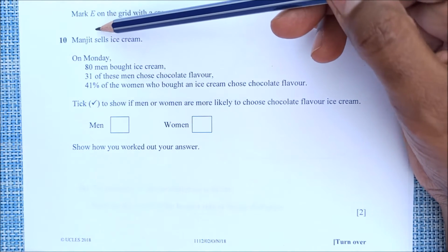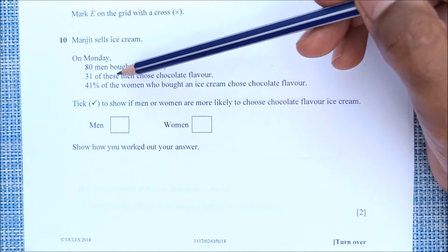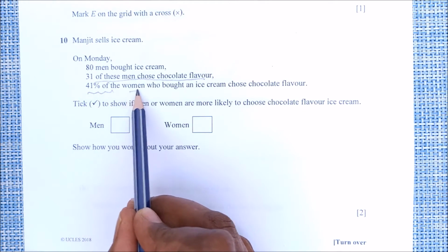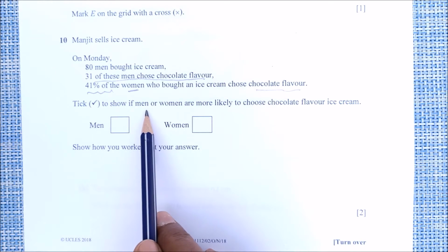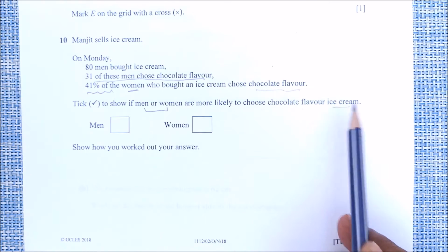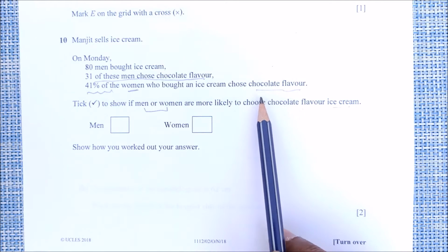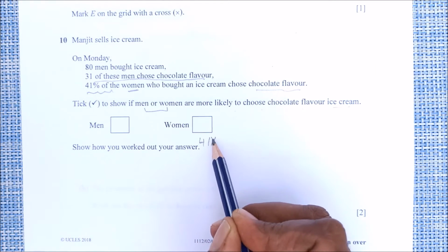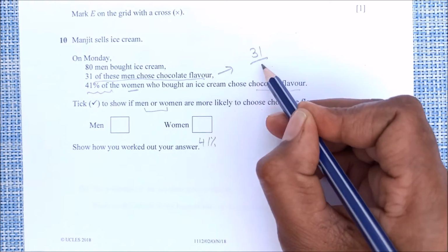Question 10. Manjeet sells ice cream. On Monday, 80 men bought ice cream. 31 of these men chose chocolate flavor. 41% of the women who bought ice cream chose chocolate flavor. Tick to show if men or women are more likely to choose chocolate flavor ice cream. So we need to choose who chose more the chocolate flavor. 41% of women is already given to us. So for men we can find out. For men it's 31 out of 80.